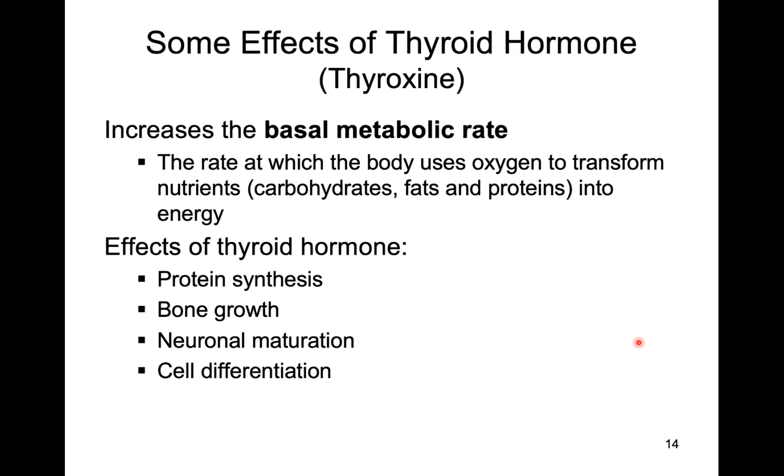So now, what are the functions of these hormones? Well, thyroid hormone is really there to help stabilize your BMR, the basal metabolic rate. The more thyroid hormone you have, the higher the BMR is. The lower it is, the lower your BMR will be. Basal metabolic rate is just the rate at which your tissues use oxygen to convert nutrients into ATP. Thyroid hormone also helps with protein synthesis, bone growth, and neuronal maturation and cell differentiation during fetal development. So pretty important hormone here.